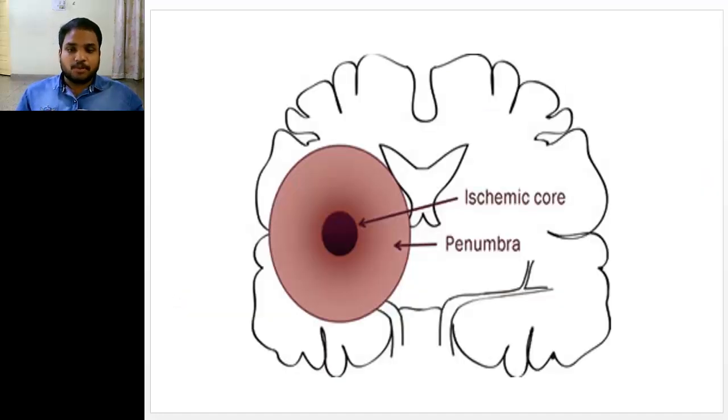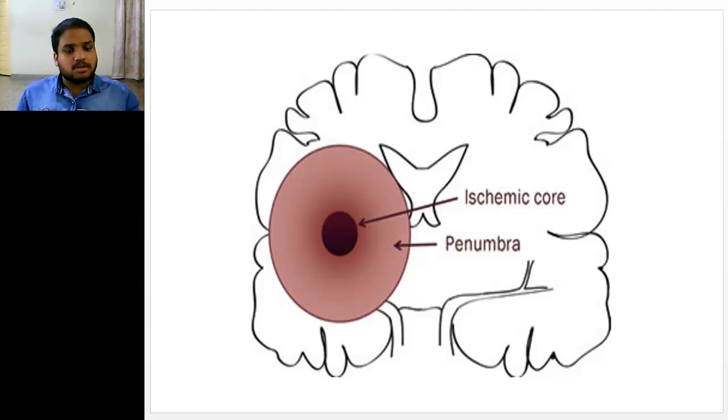Now we will come on to the management part, right? How will we investigate a case of acute ischemic stroke? For an acute ischemic stroke, remember that non-contrast CT is the investigation of choice, right? What are the advantages of CT? One thing is that CT is easily available, it is cheaper, and it is better than MRI in detecting hemorrhages, right? So that is the advantage of CT.